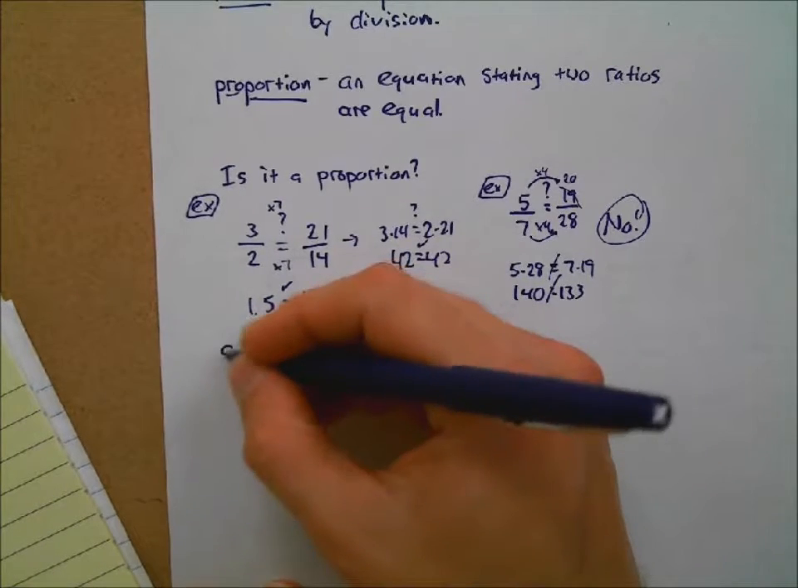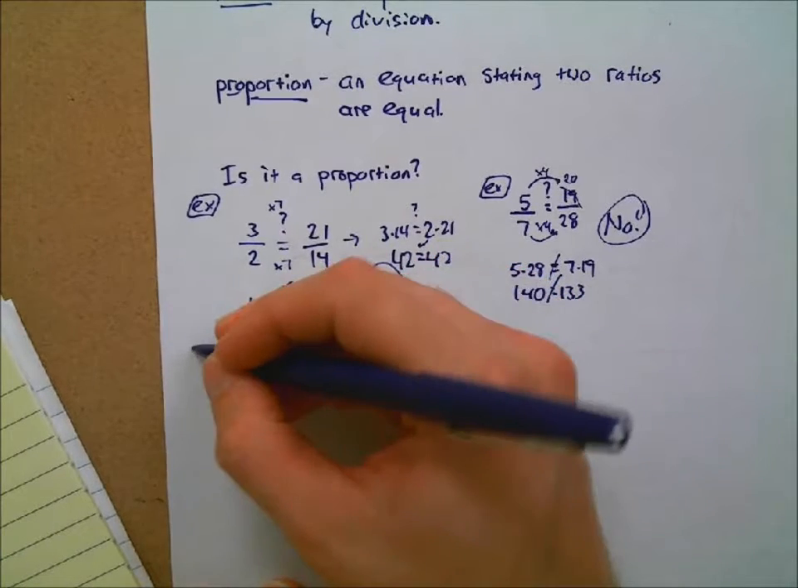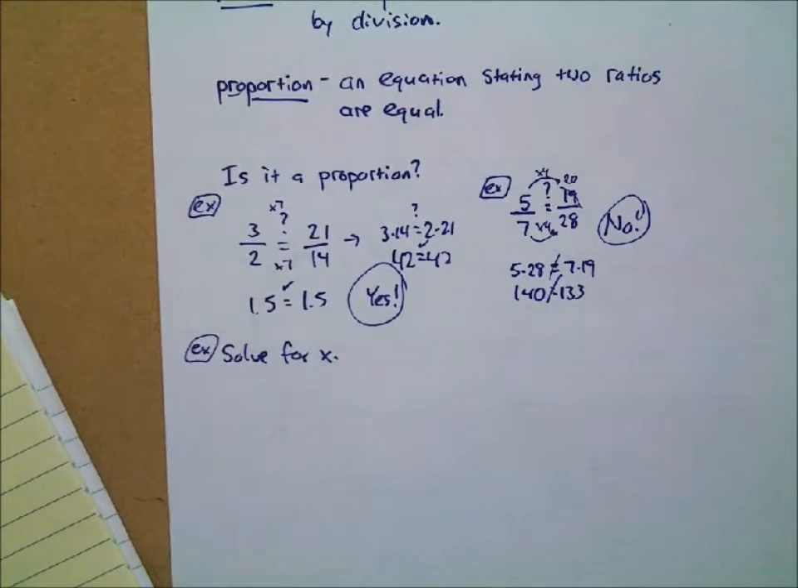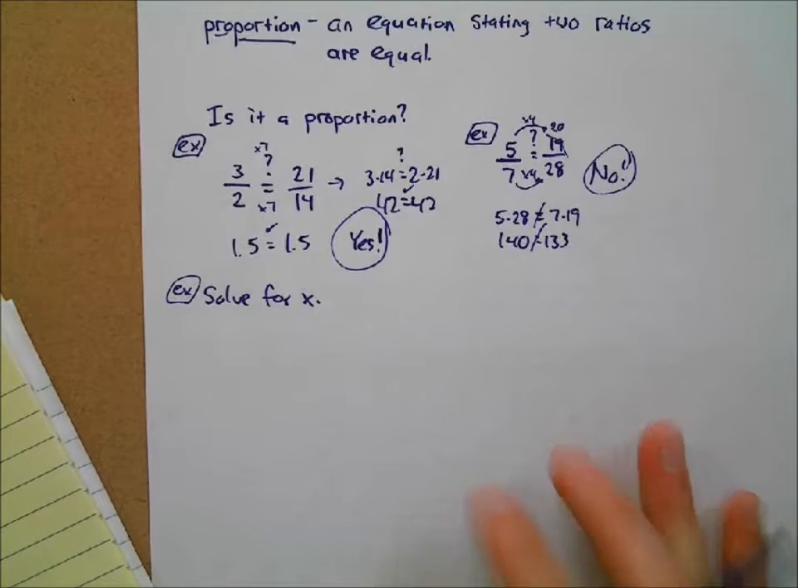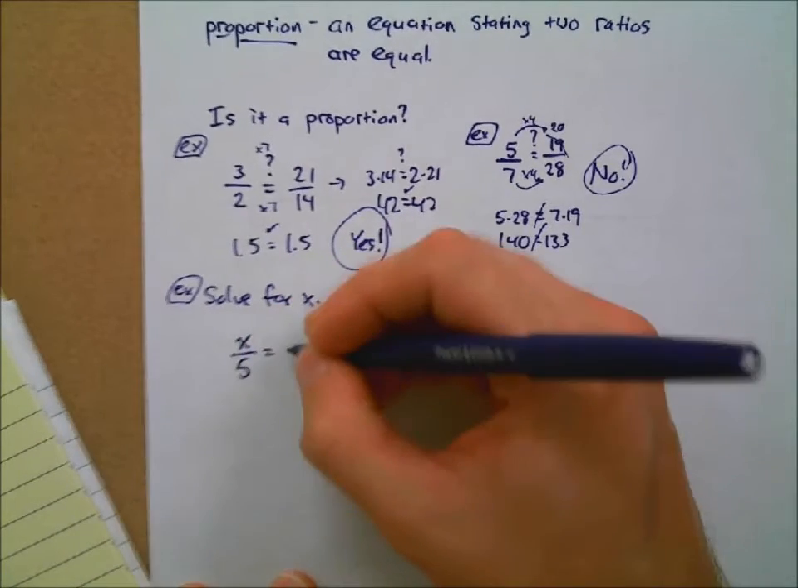So we'll solve for x. Now we're going to have some things that we know are proportions, and we're going to use that idea of proportions to solve for x here. So let's say we've got x over 5 equals 8 over 10.